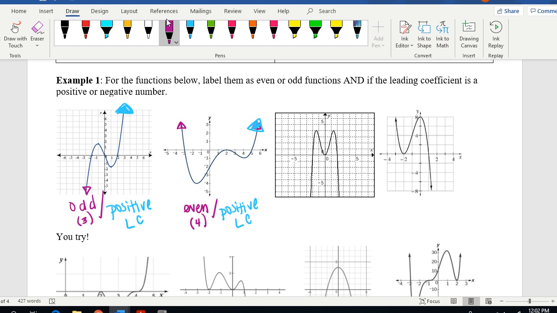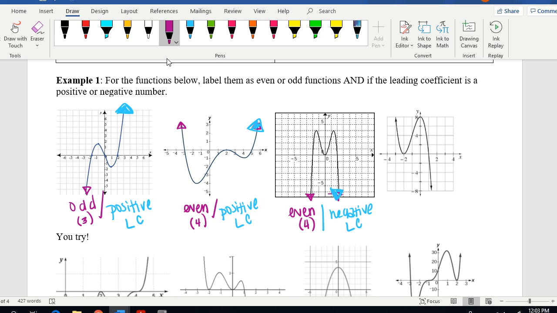Looking at my third graph, okay, looking at my ends, they're both going down. So this is going to be an even degree function. And again, this is a quartic. All right. And then looking at the right side of my function, this is telling me I'm going to have a negative leading coefficient.